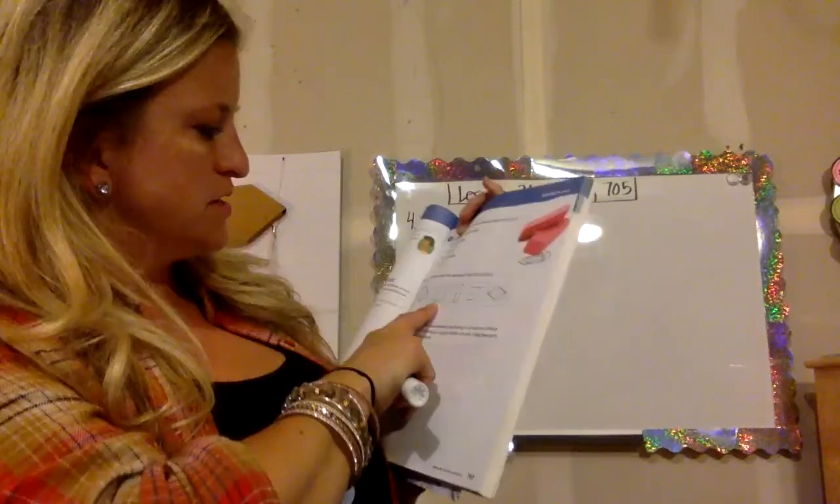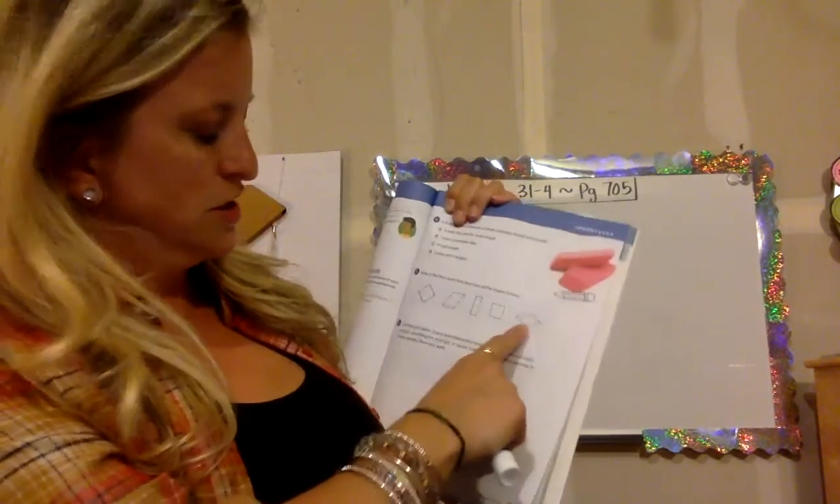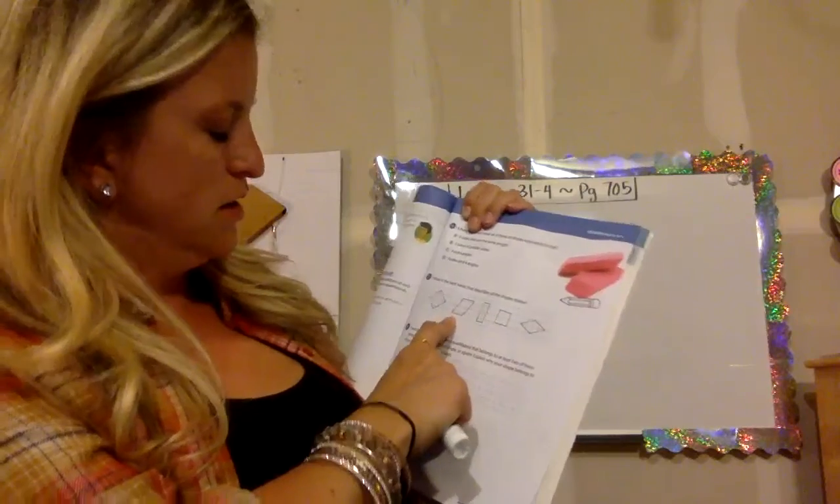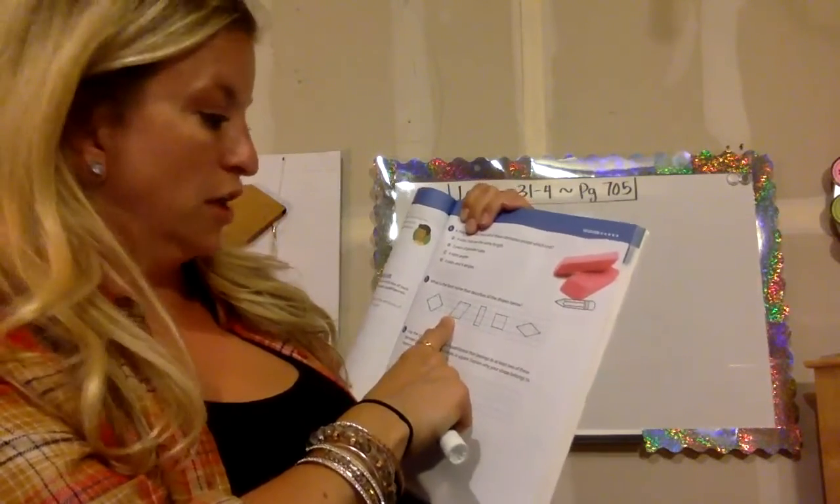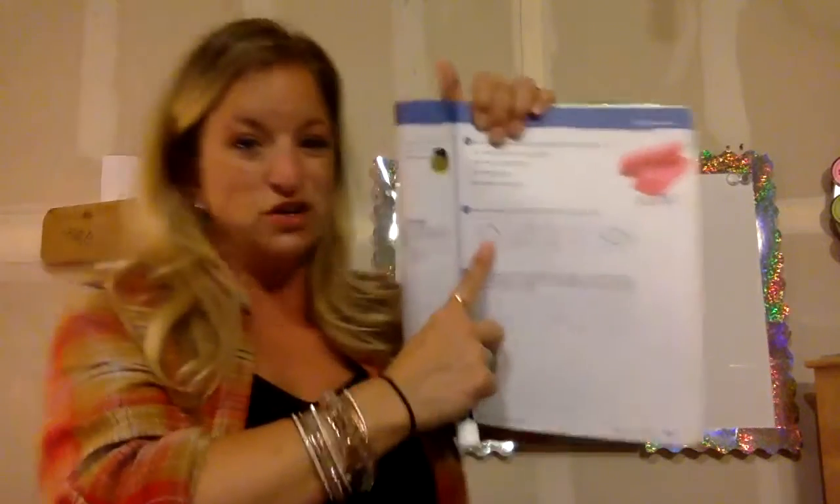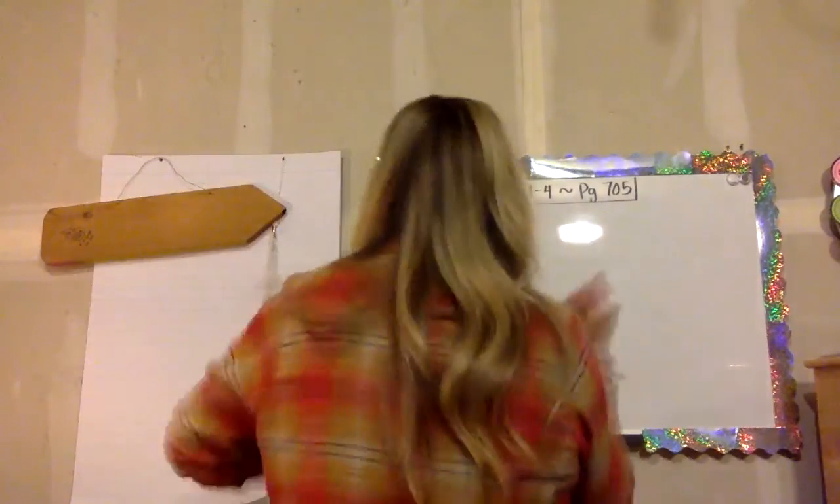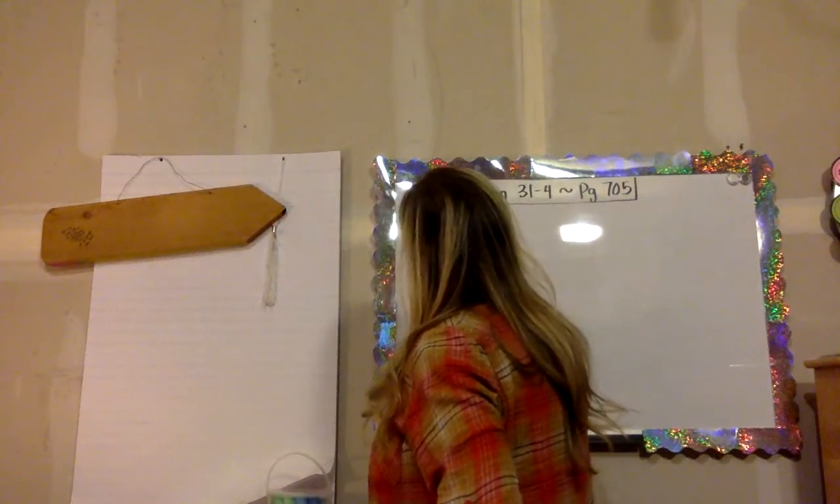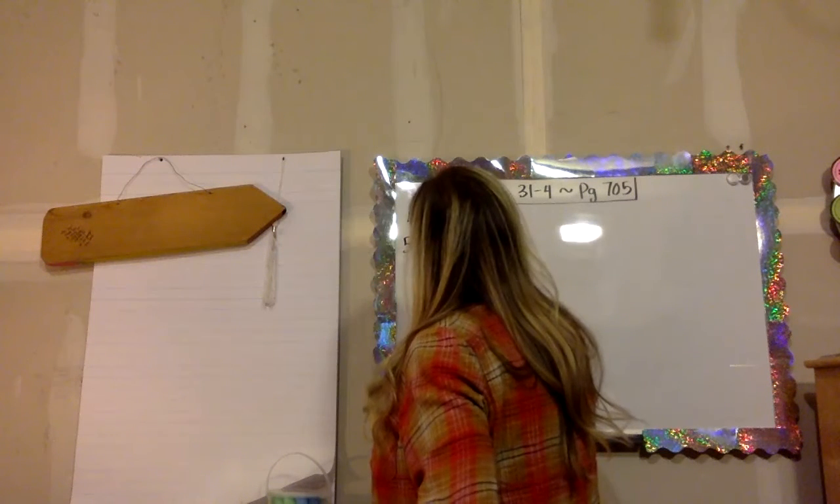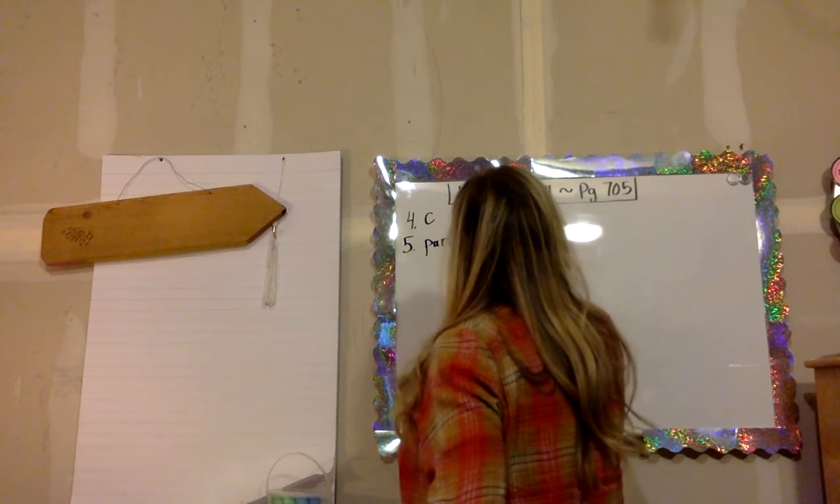Some of them are, actually this one is a rhombus. This one is a parallelogram. This is a rectangle. This is a square. This is a square, it's just turned on its side. So the answer to number 5 is parallelogram. They are all parallelograms. That's an R in there.